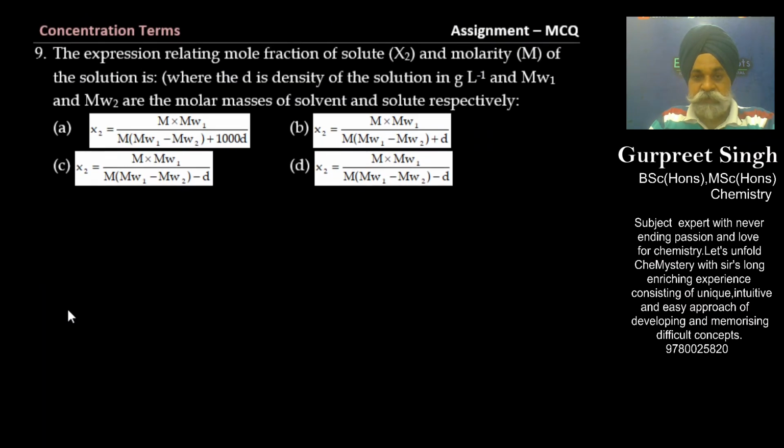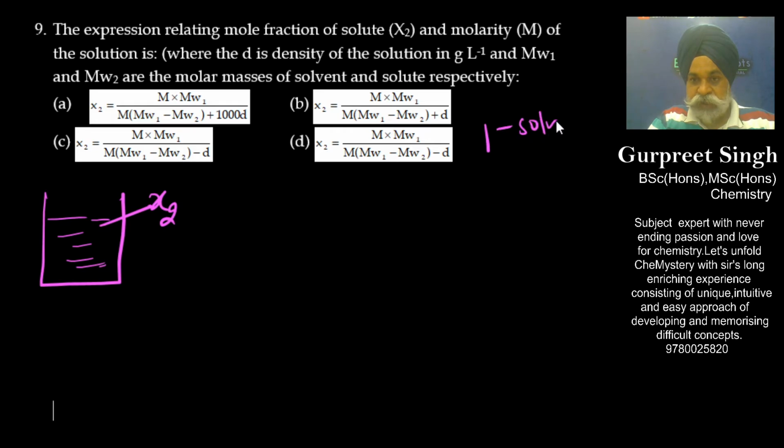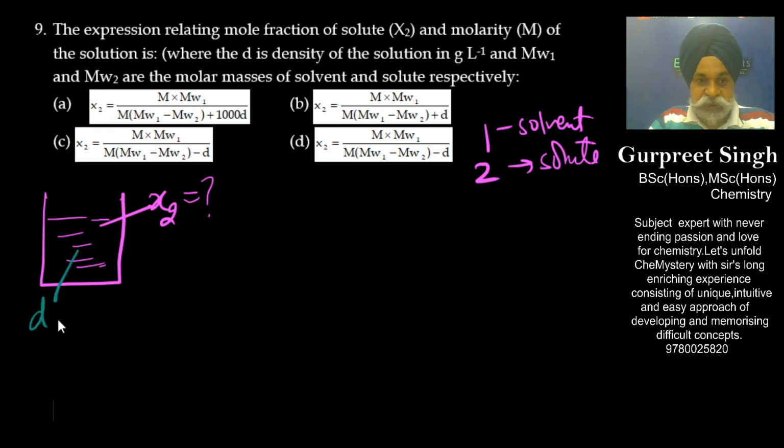This also is a simple narration. So you are being given a solution with the mole fraction of component 2. Here 1 is your solvent and component 2 is its solute. So you want to find out the mole fraction from the data given here. You are being given density, and density is given in gram per liter. This is very interesting. And MW1, MW2 are the molar masses of solvent and solute. And you are also being given molarity M.